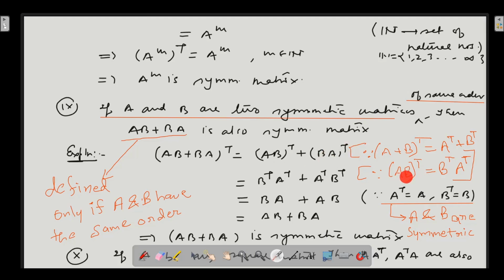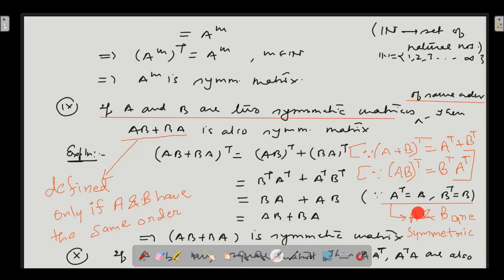Now you already know that AB complete transpose is equal to B transpose A transpose. We change the order and we write like this. So AB whole transpose is B transpose A transpose, and BA whole transpose will be A transpose B transpose. This is quite a common sense thing.